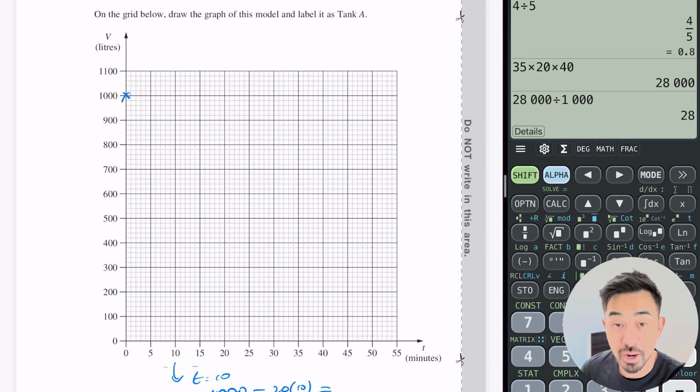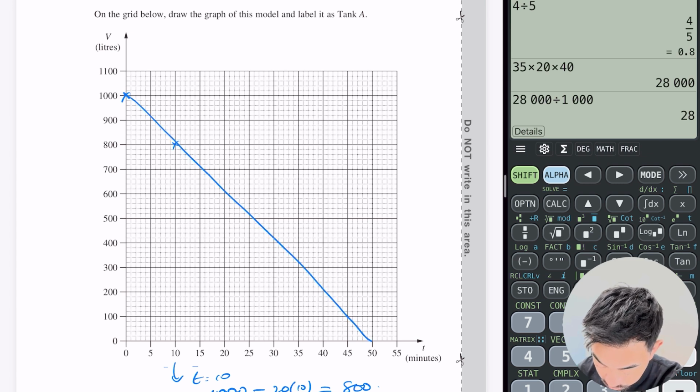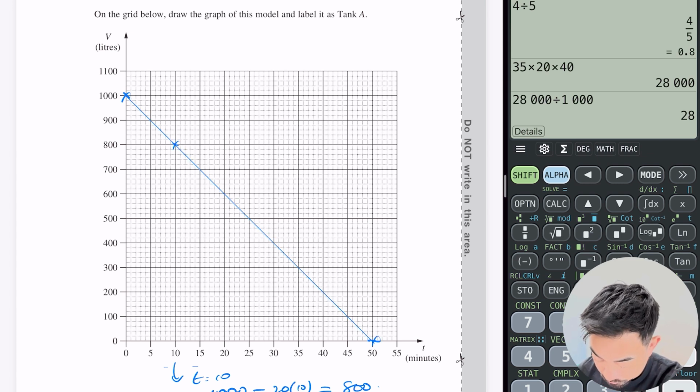So what's that? 1,000 minus 200, that's 800. So my next point here is just going to be 800. Bang. Done. So this is tank A.